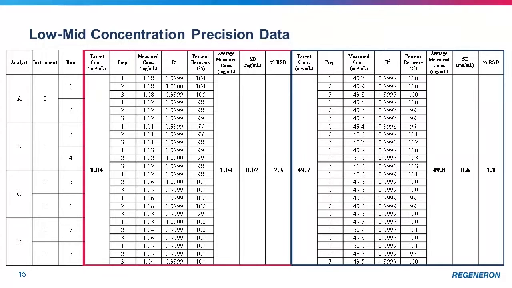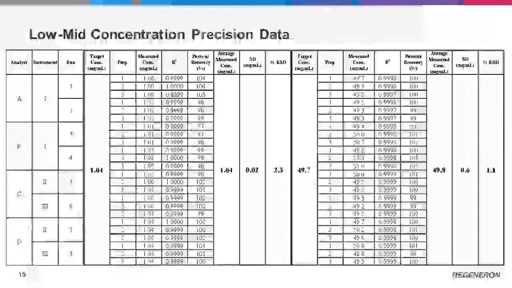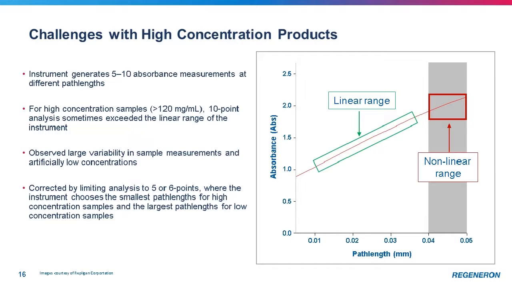So again, across all 24 measurements, we can see that we produce very accurate results compared to the target and very low variability, with a standard deviation of 0.02 mg per mil for the 1 mg per mil sample, along with a 2.3% RSD, and a standard deviation of only 0.6 mg per mil for the 49 mg per mil sample, and an RSD of 1.1%. So overall, the precision data we observed for low to mid concentration samples was well controlled and very easy to implement into the QC laboratory.